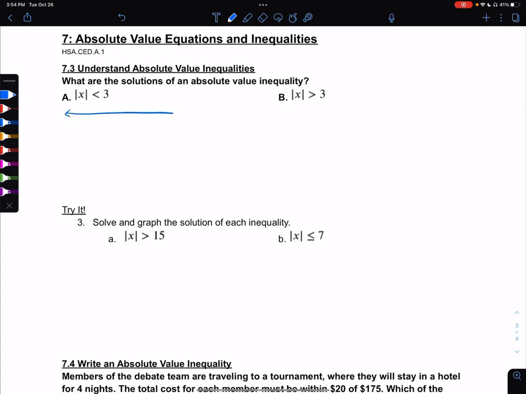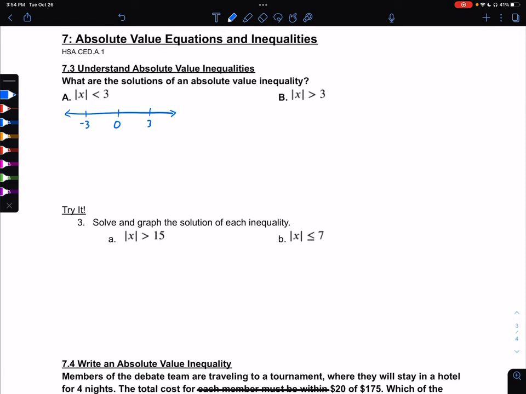So what we want to remember is that absolute values measure distance. So 3 spots away from, or 3 units, we don't know if this is miles, inches, meters, whatever our units are. We have 3 and we have -3. And in this case, we want the solutions for this. So the absolute value of x is less than 3 means we want distances that are less than 3.